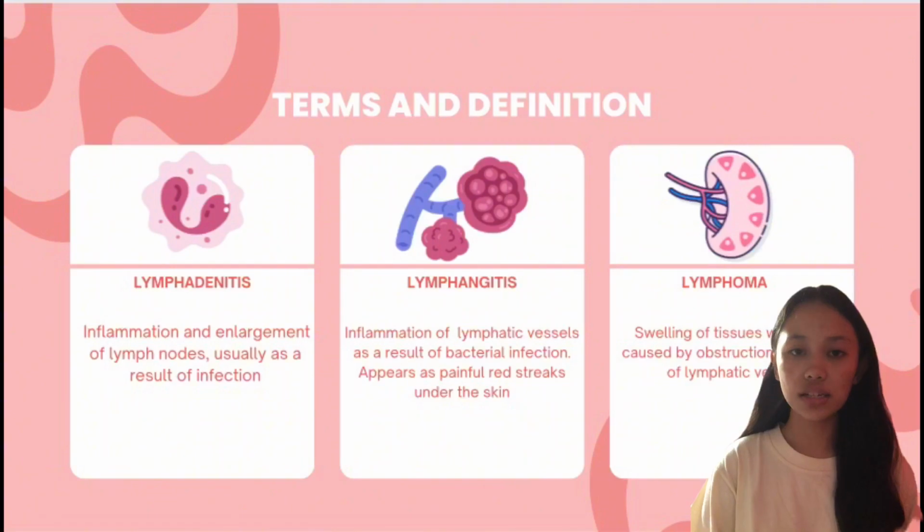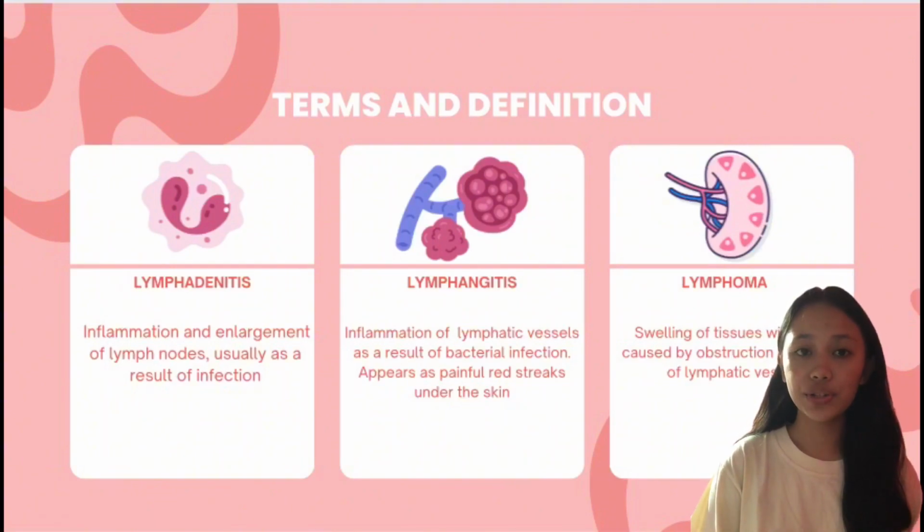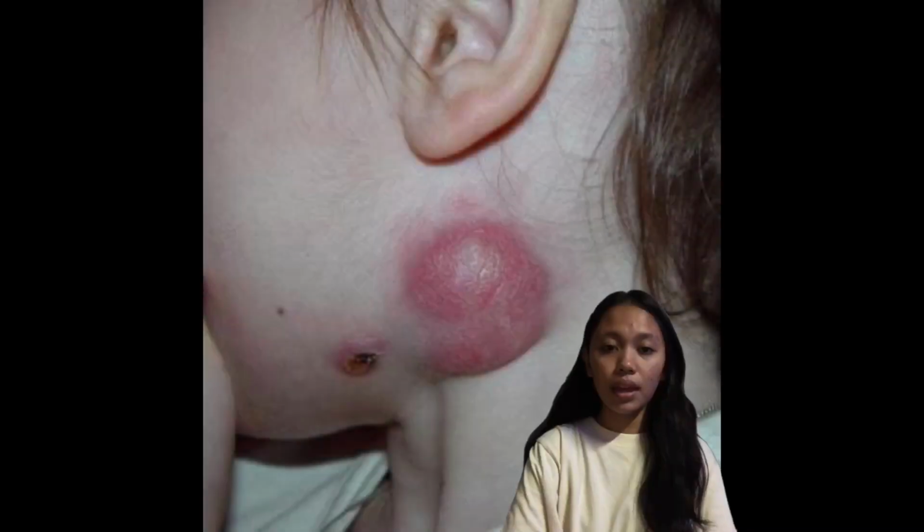The lymphatic disorders. First, lymphadenitis. It refers to the inflammation and enlargement of lymph nodes, usually as a result of infection. Lymphadenitis is the medical term for enlargement in one or more lymph nodes. Usually due to infection, lymph nodes are filled with white blood cells that help your body fight infections. The swollen glands are usually found near the site of an infection, tumor, or inflammation.